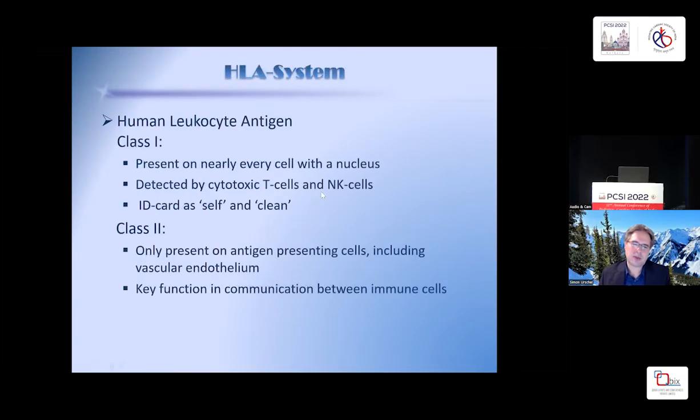And just coming back to what Tanuja already mentioned, it's important to separate HLA class 1, which is present on basically every cell except for red blood cells in the body, and is detected by cytotoxic T cells as well as NK cells, and basically reflects an ID card that identifies the cell as self and clean, so being free of viruses and tumor degenerations. And class 2 has a role in the immune system itself, but is not present on all cells, only on antigen-presenting cells. Interestingly, that includes the vascular endothelium, so it's also quite relevant on our transplanted organs. And that has a key function in communication between immune cells.